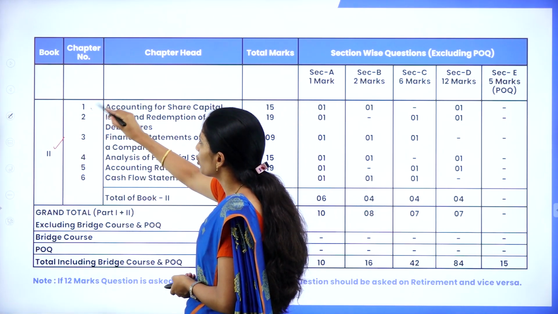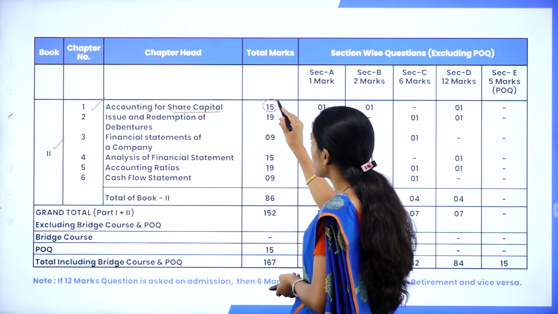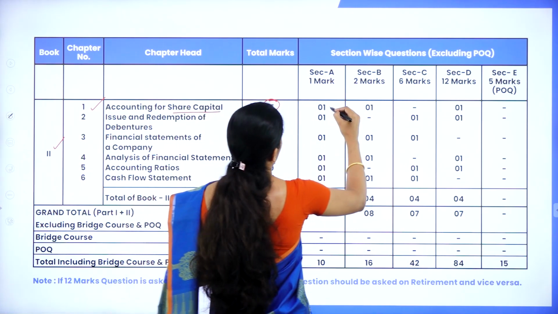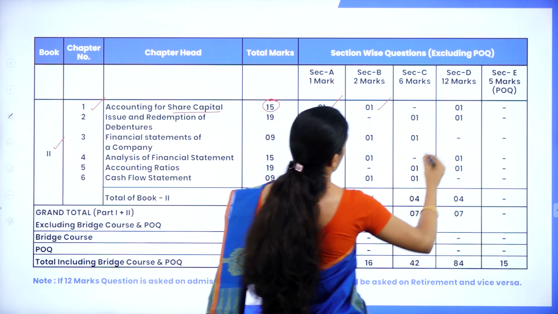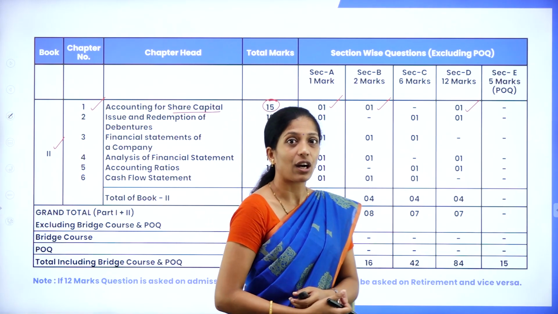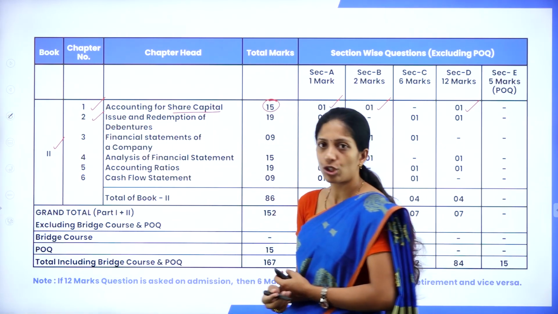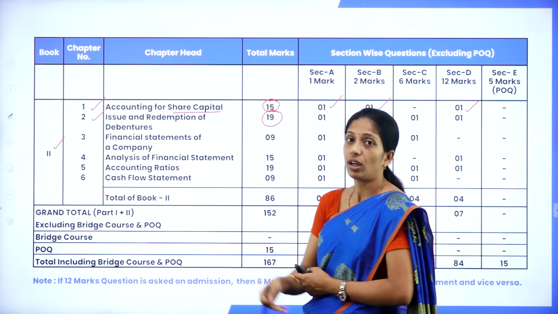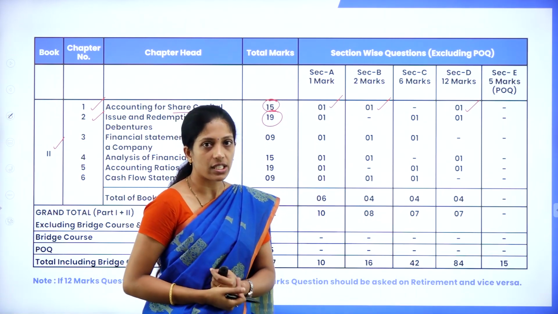Under book 2, your first chapter is accounting for share capital, where the total weightage is 15 marks. So how do you get these 15 marks? You'll get 1 mark 1 question, 2 marks 1 question, as well as 12 marks 1 question. So this is about chapter 1, accounting for share capital. Next, chapter 2, issue and redemption of debentures. The total weightage is 19 marks. This is a very important chapter, and the weightage is 19 marks.